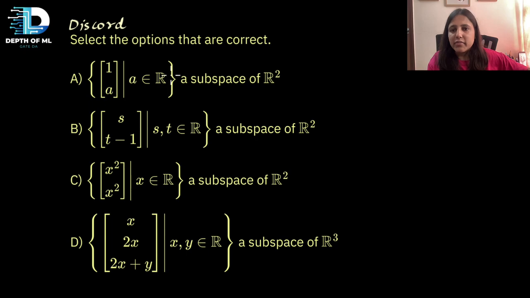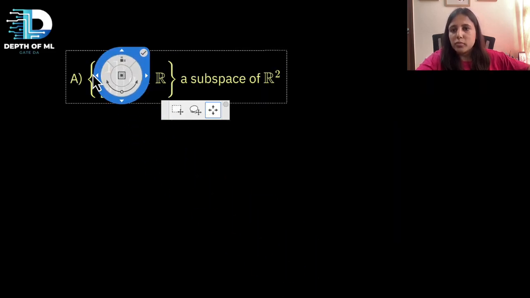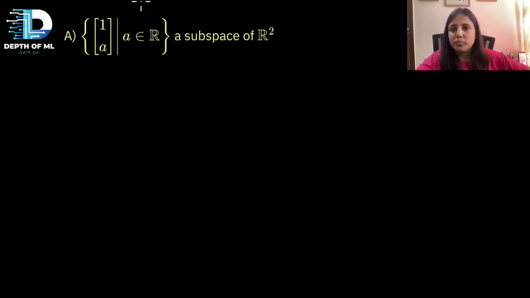Now let's move on to another question. Let's see how to solve this particular question. So we'll take one option. Again, it's asking which of the options are correct. They are saying this is a subspace, this is a subspace, this is a subspace, this is a subspace. So we'll take them one by one and try to solve them. This is my A option. Here I have to check whether this is a subspace of R2 or not.